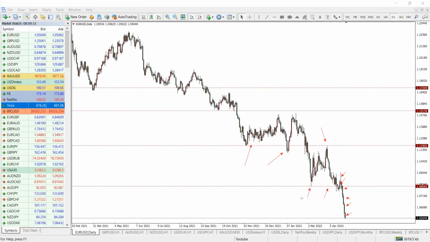Wow, 6 down days on the fiber, on the EURUSD. And of course, this week has done over 300 pips to the downside. So that means that we should at least expect the market to move into an exhaustion phase, at least Thursday, Friday. And you know, today, as I said earlier, is the 28th.